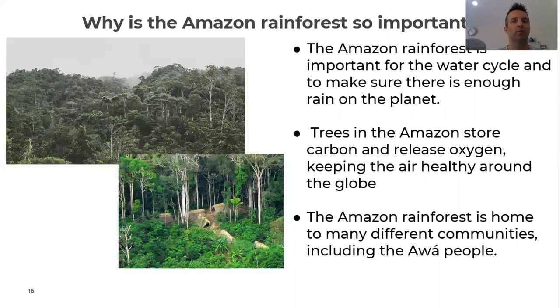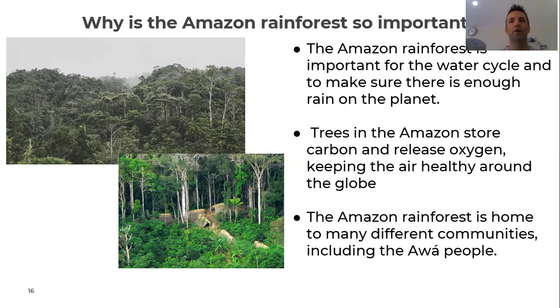Secondly, the trees in the Amazon rainforest store carbon and they release oxygen. Now, oxygen is what we need in order to breathe. And so by trapping that carbon within their trunks and the branches and their roots and releasing oxygen, it means that they keep the air healthy for humans to live.